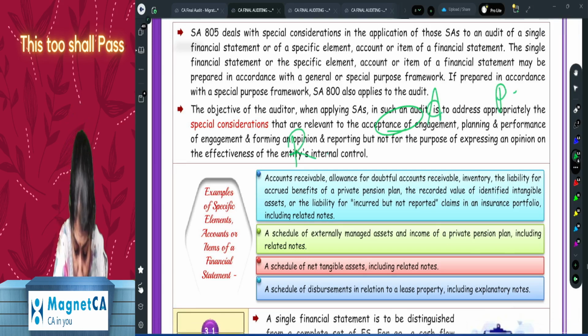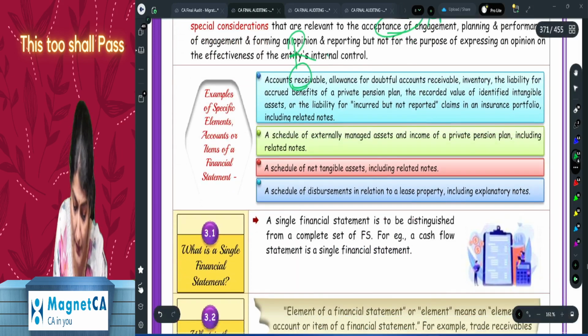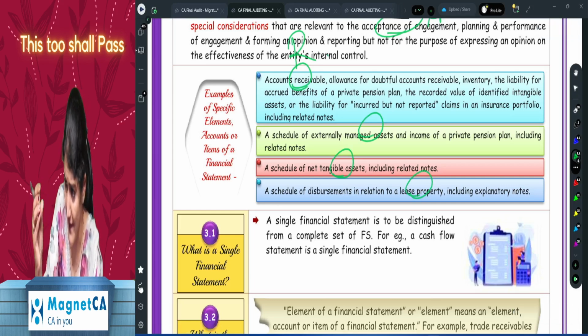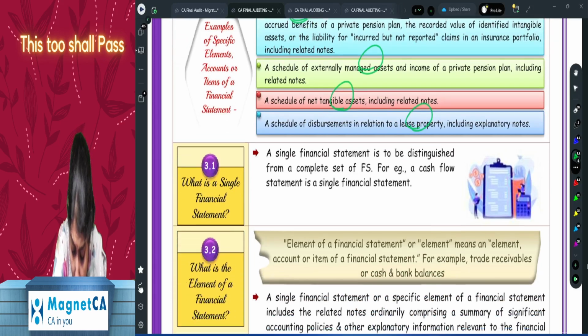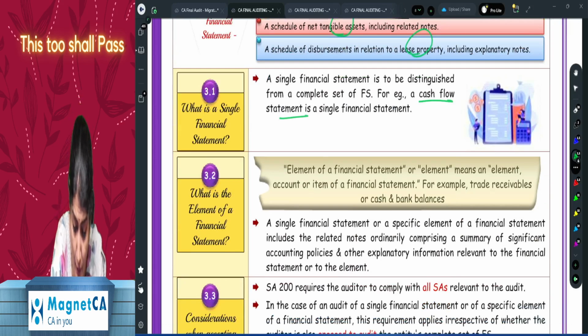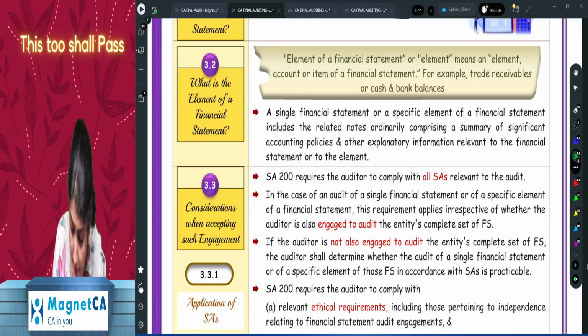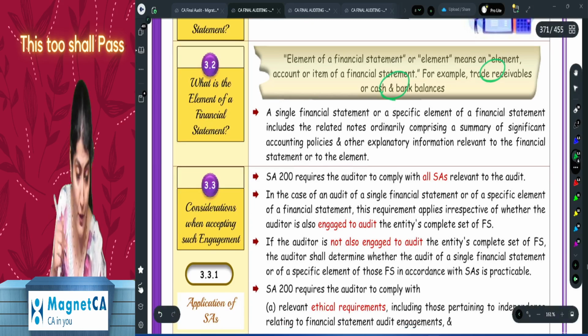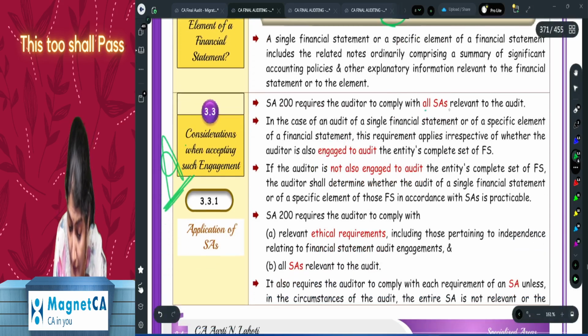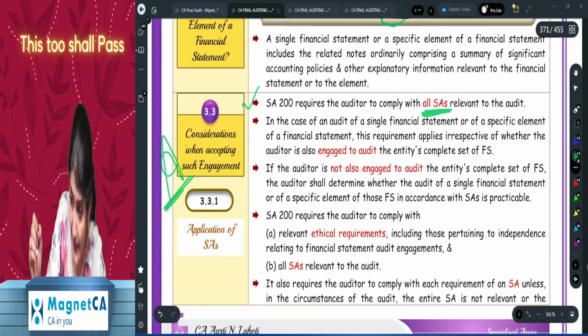Okay, right. So what could be a part of the financial statement? Only debtors, only externally managed assets, or only the tangible assets, or only the lease property. Right? So anything where they are telling you to do the audit of a part of the financial statement, or do audit only of the cash flow statement, or only of an element, account or item, like only trade receivable, only cash and bank or so. Right? Again, what we talk about is the acceptance. Now in the acceptance, will you comply with all SAs relevant to the audit? Yes, because again it is SA 805.